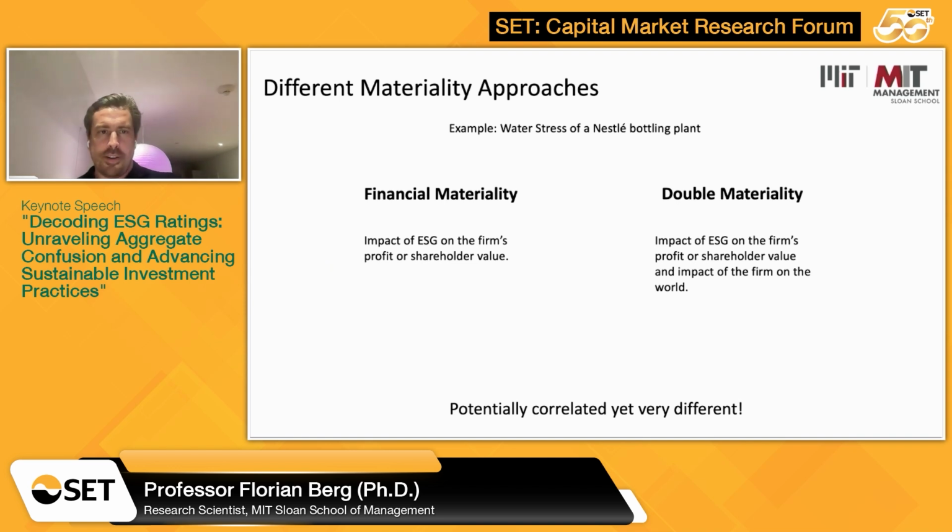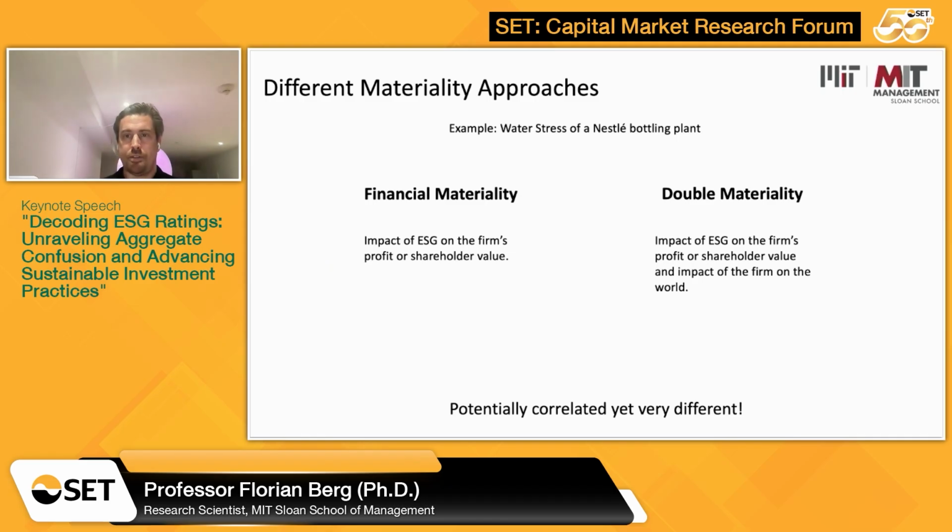Let's go back a little bit to the financial materiality and double materiality. Let's assume Nestle has a bottling plant in India and they take water out of the ground. They take a little bit more water than is coming back, and it's a very dry area, close to a desert, so the water cannot come back that they take out. This will obviously pose a risk to their profit, because if they don't have water in the ground, they can't bottle it, so they will not be able to sell it. This is the financial materiality aspect.